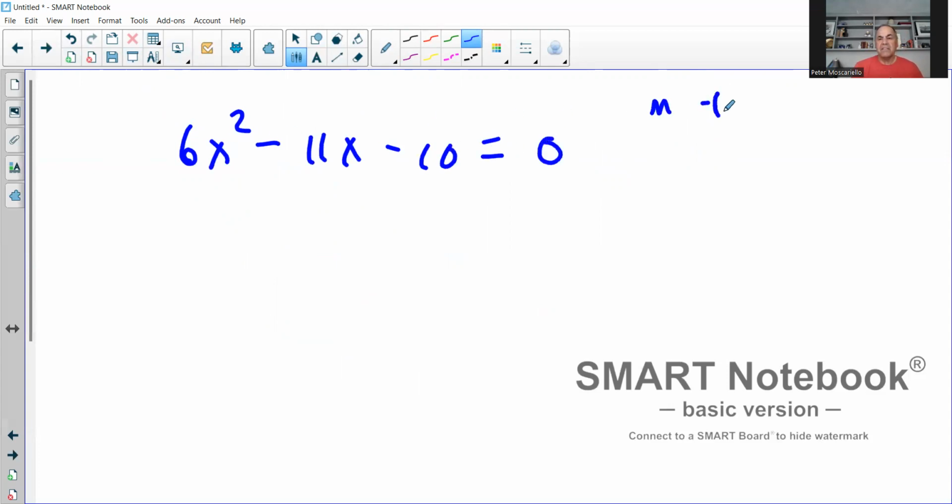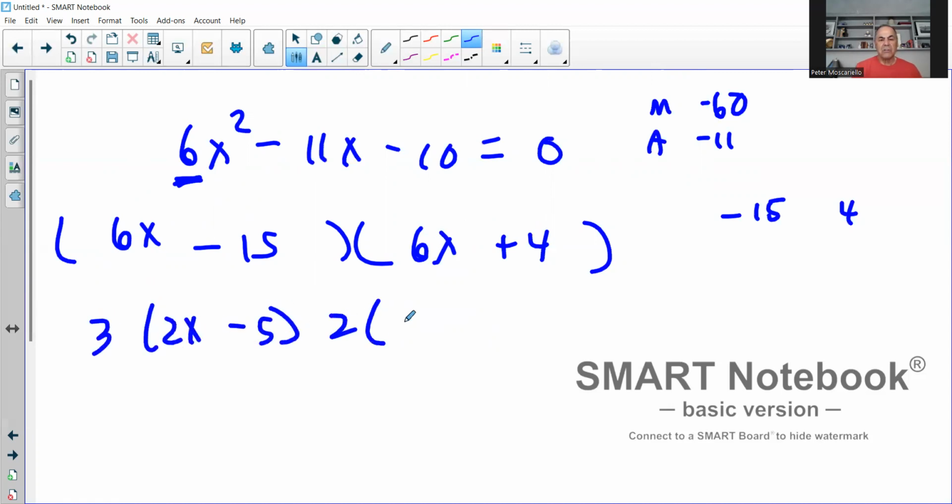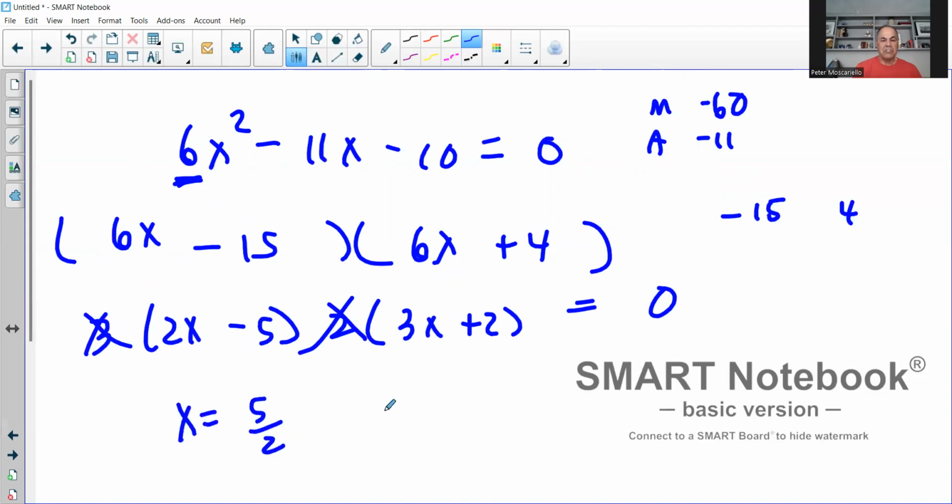Okay, multiplies to negative 60, and adds to negative 11. That's negative 15 and positive 4. So if you do magic FIOTO, you go 6x, 6x, remember that repeats. I can factor out a 3. I can factor out a 2. Factor it out, throw it out. So that gives me solutions of x equals positive 5 over 2 and x equals negative 2 over 3.